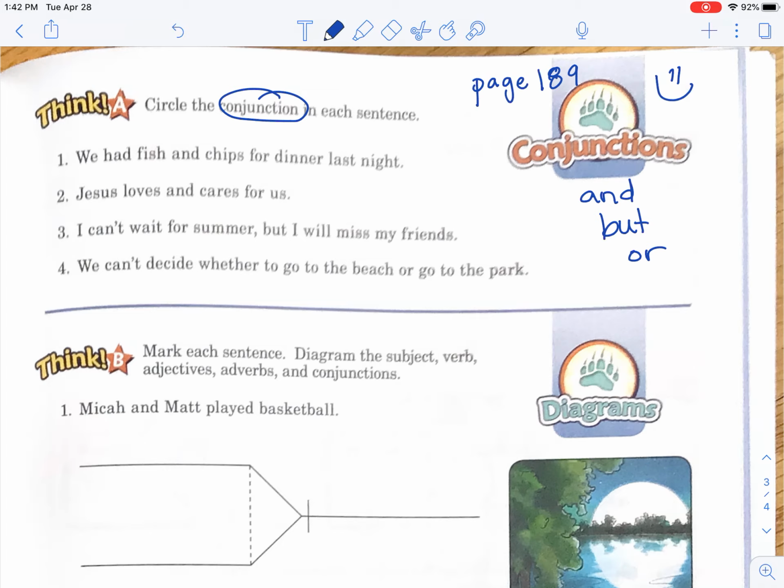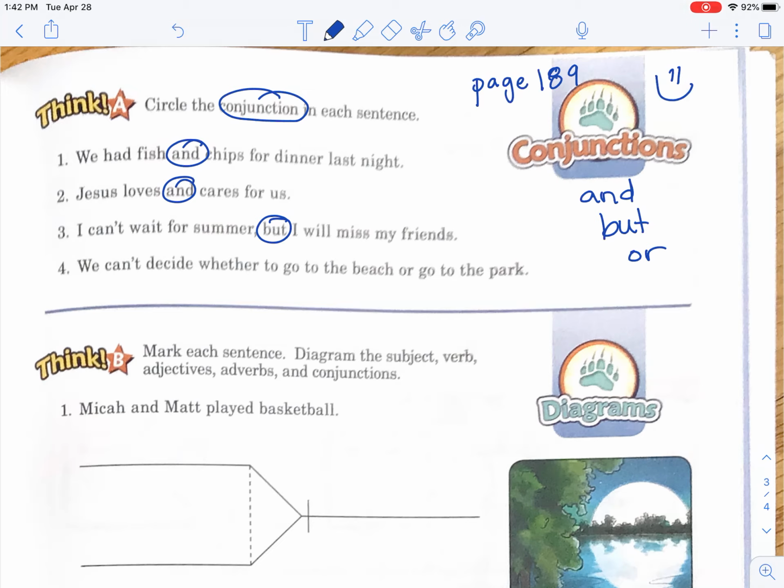There it is. I see it. Do you see it? And how about number two? Jesus loves and cares for you. There it is. And number three, I can't wait for summer, but I will miss my friends. Guess what? We're already saying that right now. Right now it's, I will miss my friends and I still can't wait till summer. But this one is, I can't wait for summer, but there's our conjunction, but.